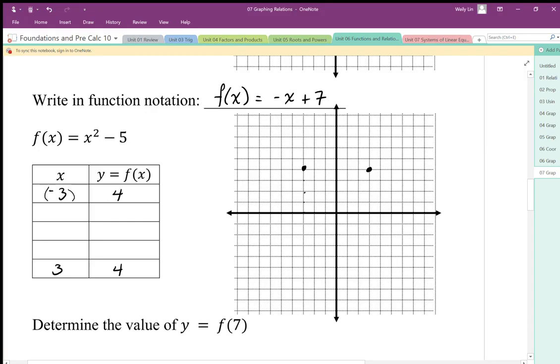So I'm going to plug in another number here. Maybe we'll choose negative 1. I get negative 4. So negative 1, negative 4, somewhere around here. I'm going to choose positive 1. I get negative 4 as well. So I seem to have some symmetry here.